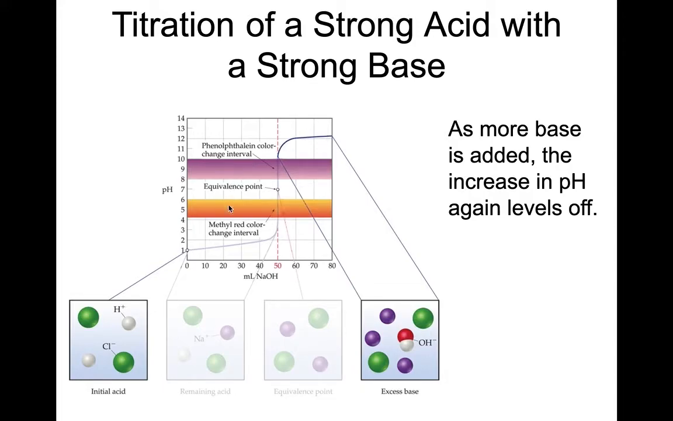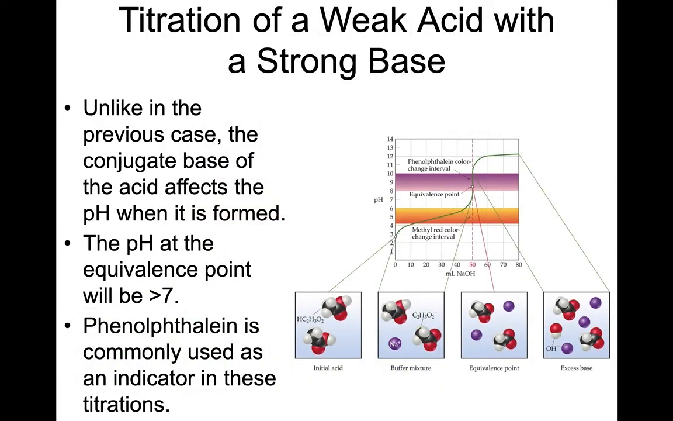So here we have two indicators that were in this solution. The methyl red color change happens just before the equivalence point, and if we overshoot it, that would be indicated by a phenolphthalein color change. So by bordering the equivalence point on either side of the pH, we can watch to make sure we don't overshoot it, or we would know if we had.